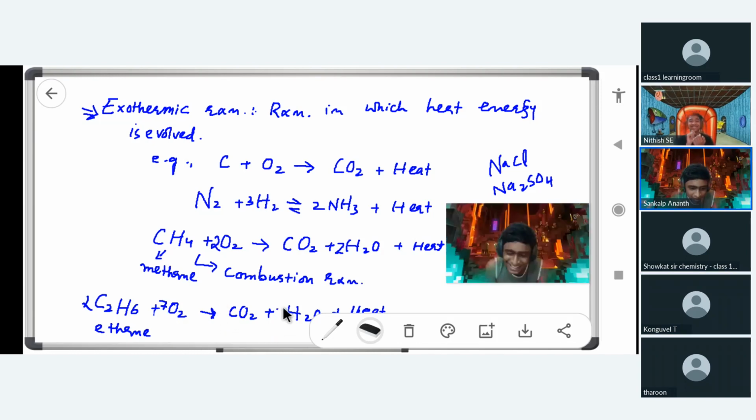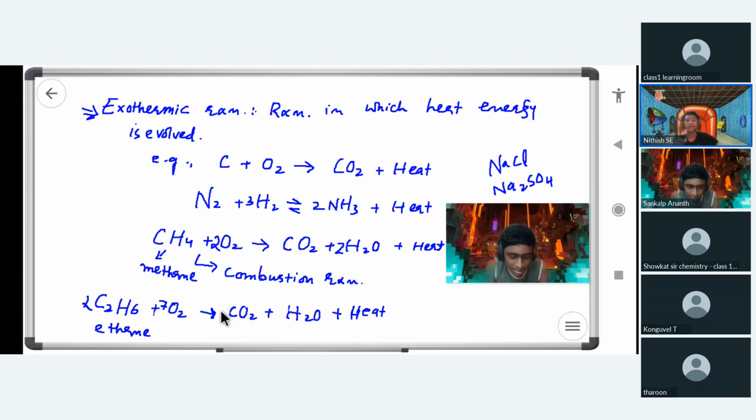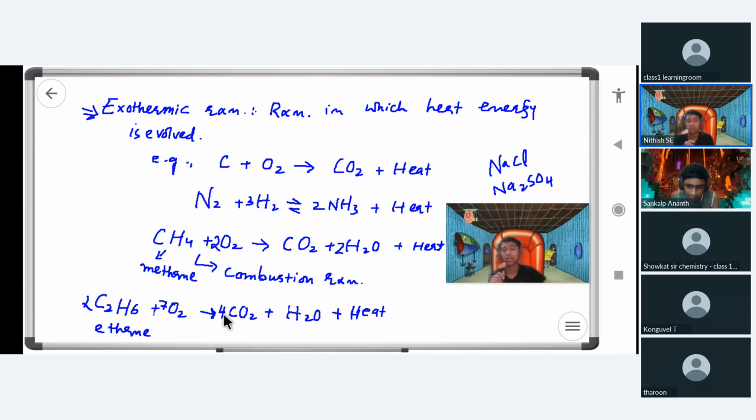Sir, but how did you get 7 by 2? See, 2 O2 is 4, so I will write 3 O2 here, 4 and I will write here 6. So is it now balanced? Can you check it? Yes, sir. Sir, again, I don't understand how you got 7 by 2.